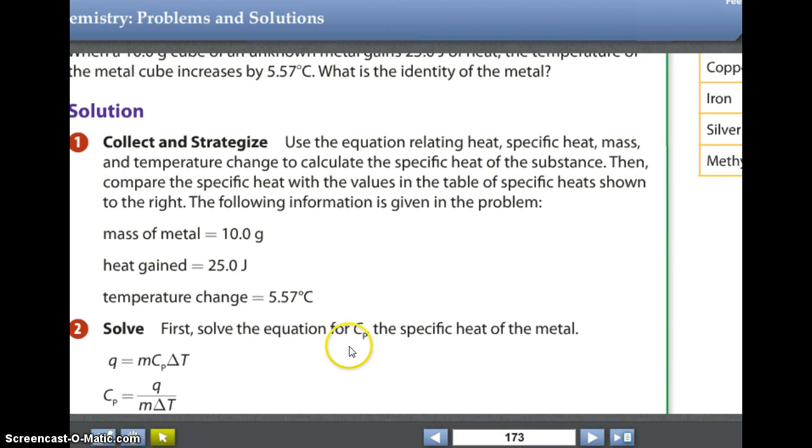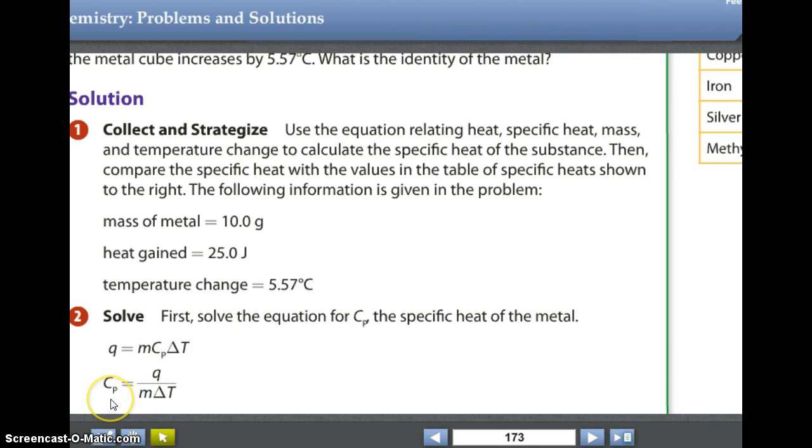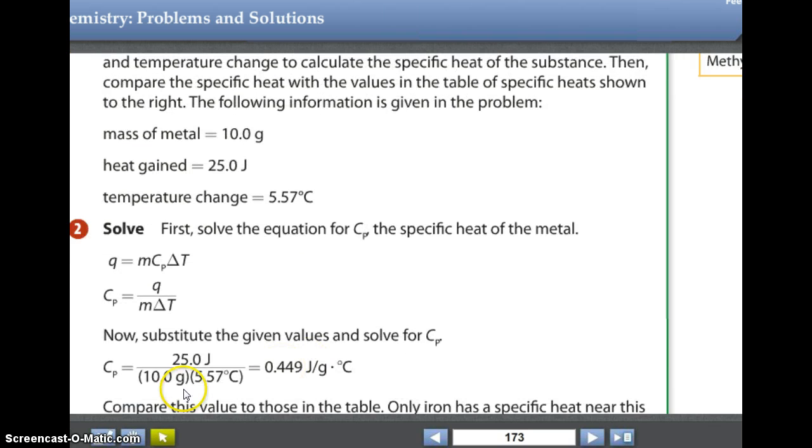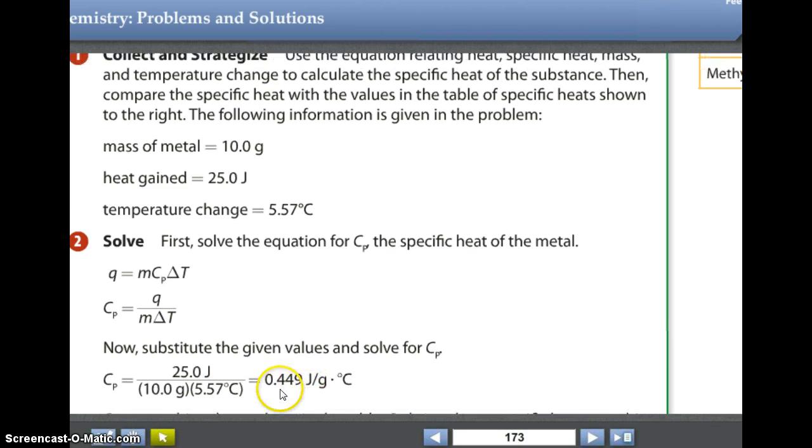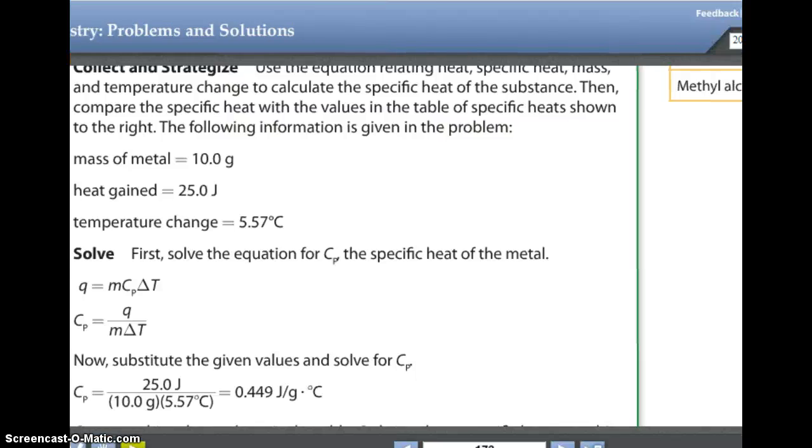Solve. First, solve the equation for C, the specific heat of the metal. So Q equals mc delta T. Use your algebra skills. C equals Q over m delta T. Go ahead and try it yourself if you haven't. Throw in your numbers, 25 joules divided by 10 times 5.57 degrees Celsius gives us an answer of 0.449 joules per gram degree Celsius.